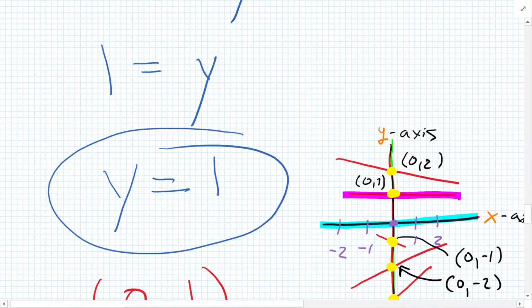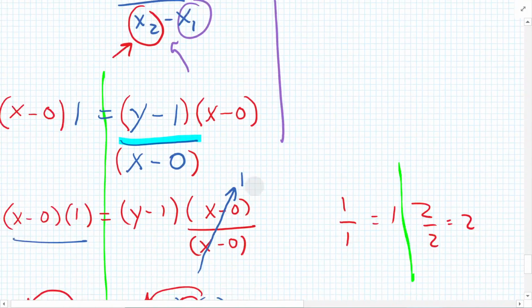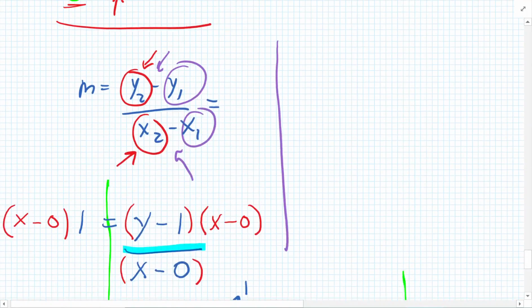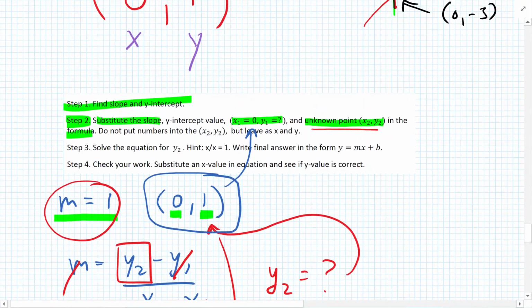So we practiced our math skills. Good job. And we came up with y equals x plus 1, the equation of the line. We know that this works because we've substituted into it before and it has been found to be correct. And that is the next step.